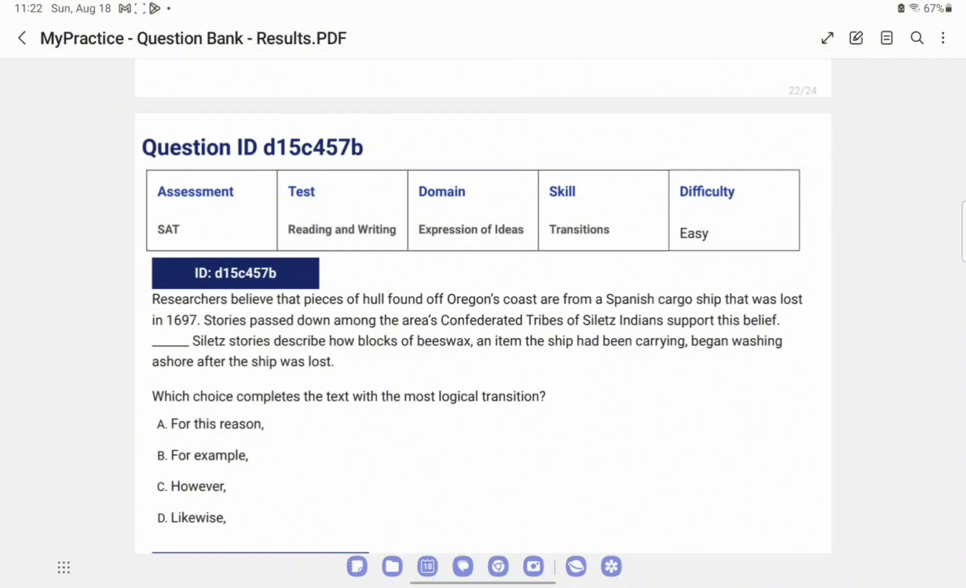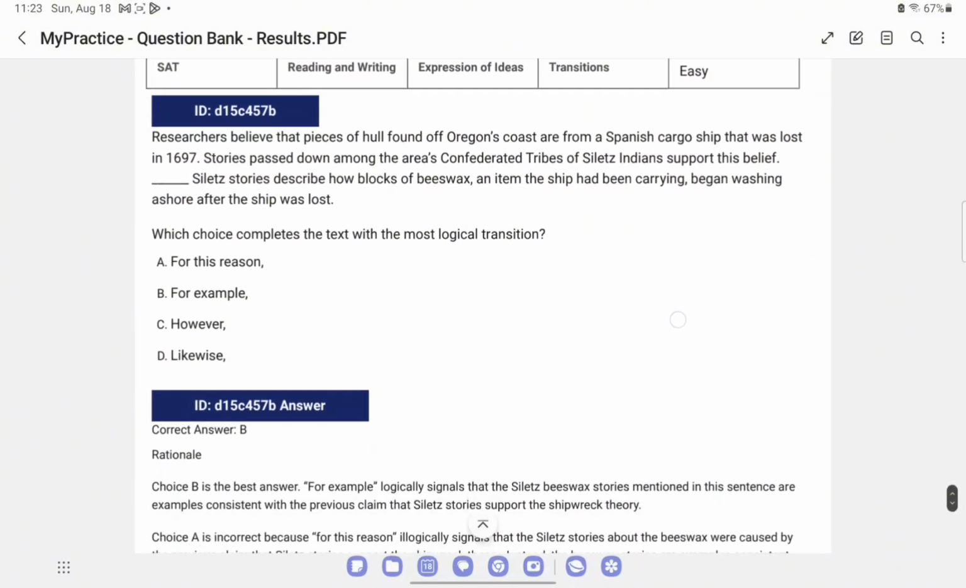Okay, so it's saying that researchers thought that pieces on this coast are from a ship that was lost. And then it says that stories passed down by a group of people support that belief, that things found off Oregon's coast are from that ship. And then it says blank, Siletz stories describe how. So I think it's for example, because it's giving an example of one of those stories that support that belief. So I think it's for example. Yeah.